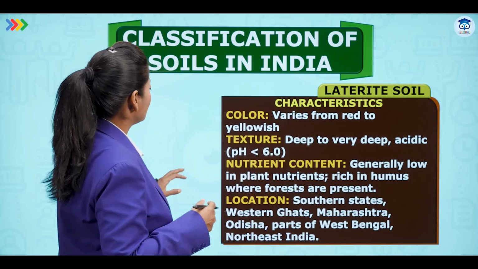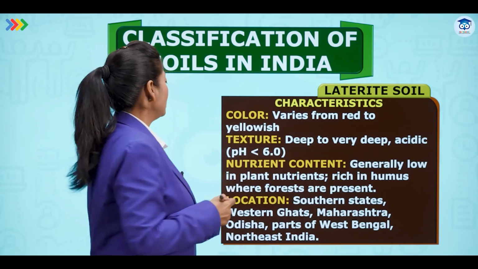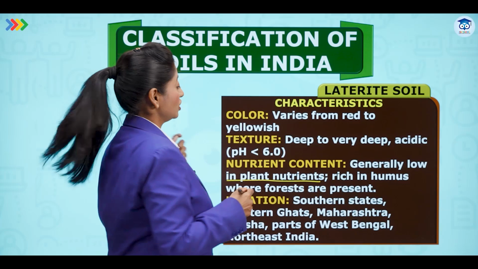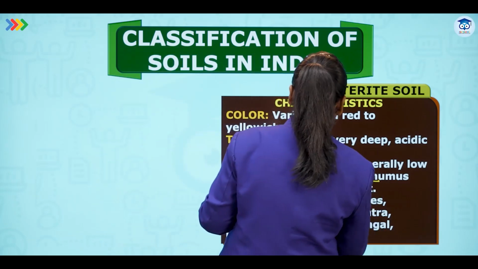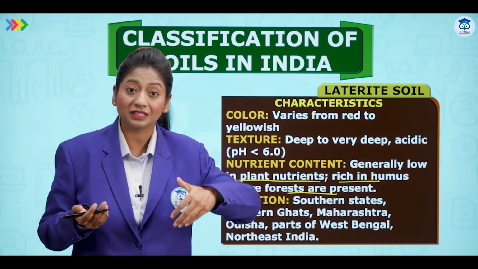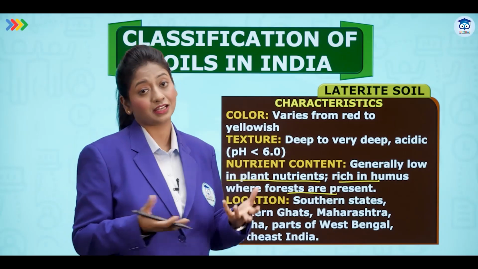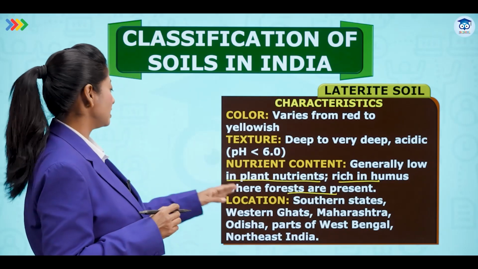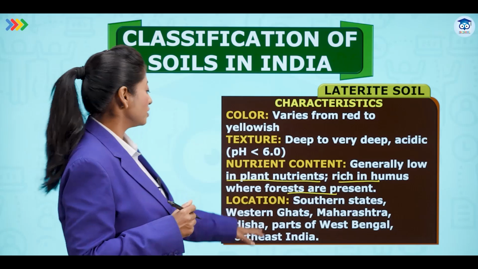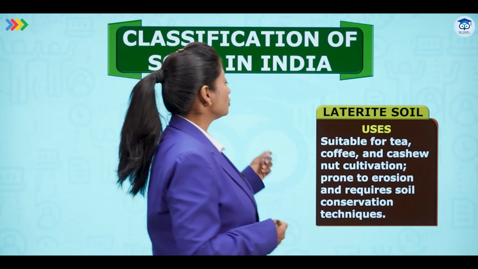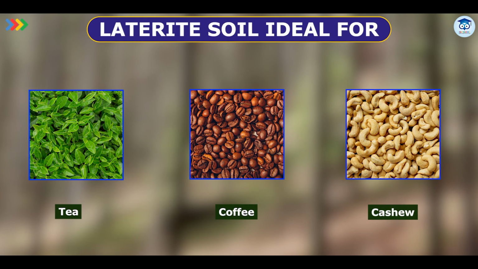Next is nutrient content: generally low in plant nutrients, so plant production can be low here, but it is rich in humus where forests are present. If a forest is there on such land, the humus content will be more because of the falling of leaves, which act as a natural organic fertilizer, increasing the value of that soil. Location: southern states, Western Ghats, Maharashtra, Odisha, parts of West Bengal, and northeast India. Uses of laterite soil: suitable for tea, coffee and cashew nut cultivation.